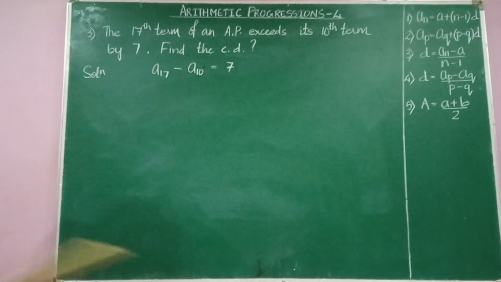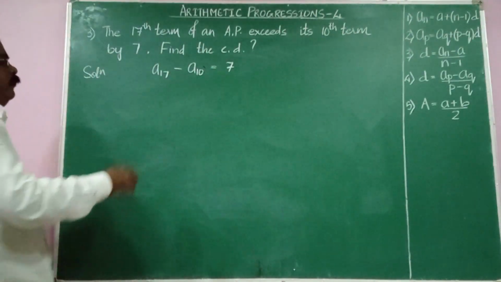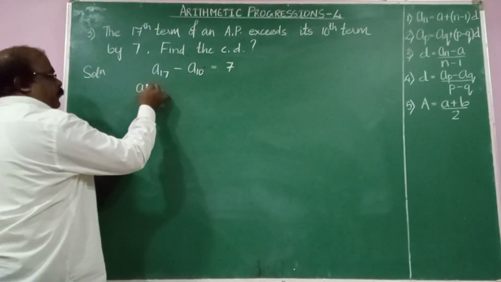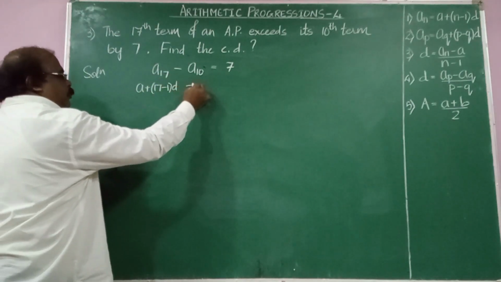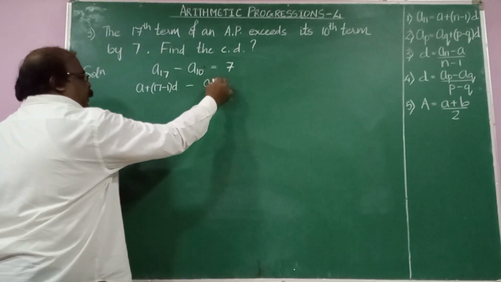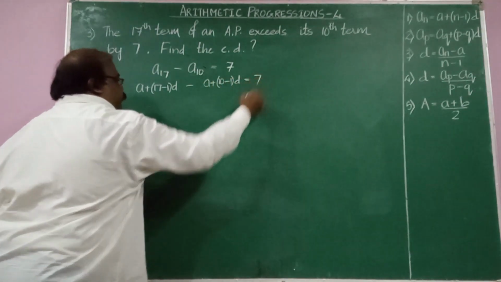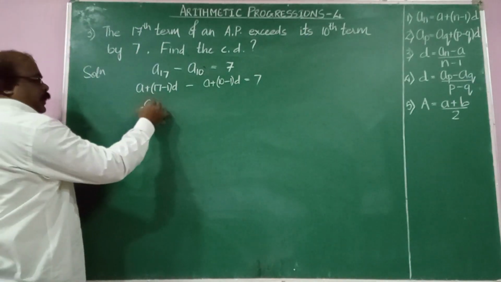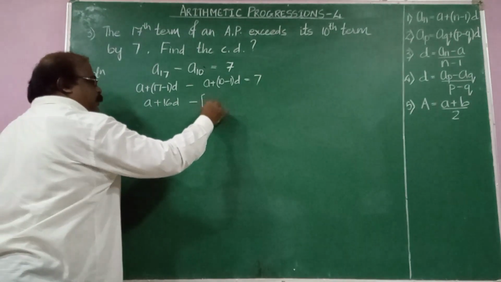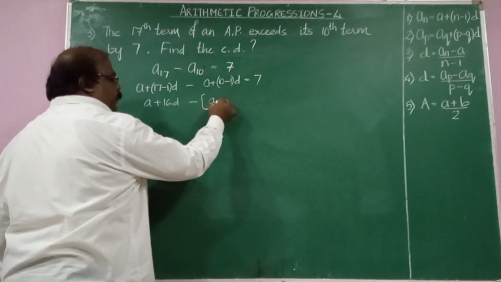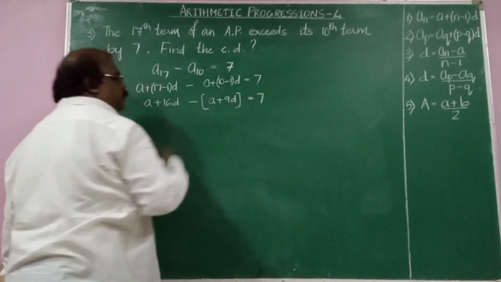Once again I am using the first formula, An is equal to a plus (n minus 1) into d. What is A17? A plus (17 minus 1) into d. What is A10? A plus (10 minus 1) into d. So you get a plus 16d minus (a plus 9d) is equal to 7.